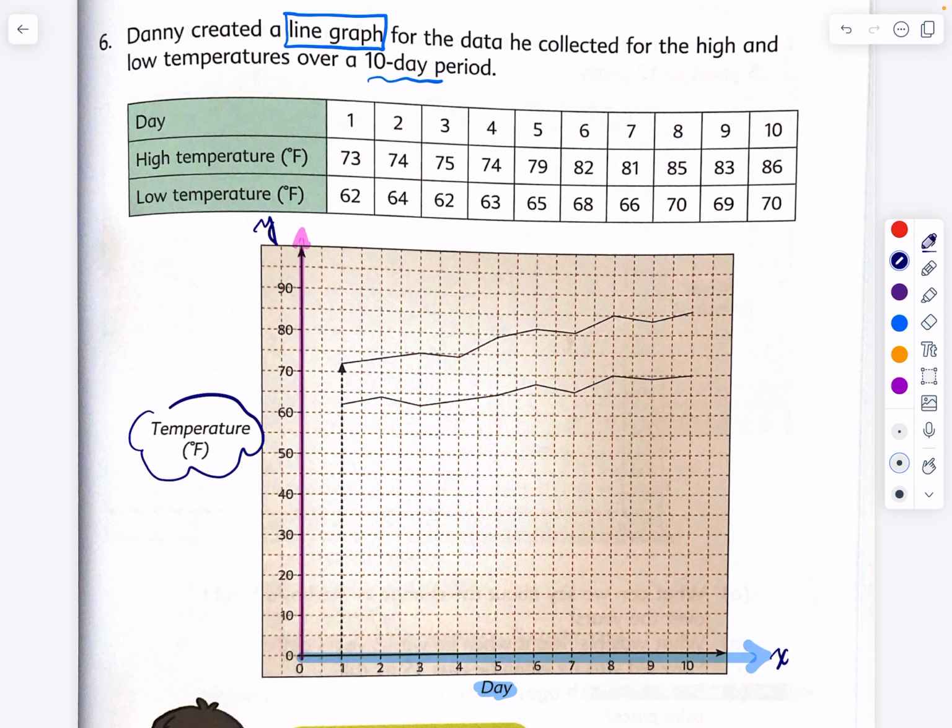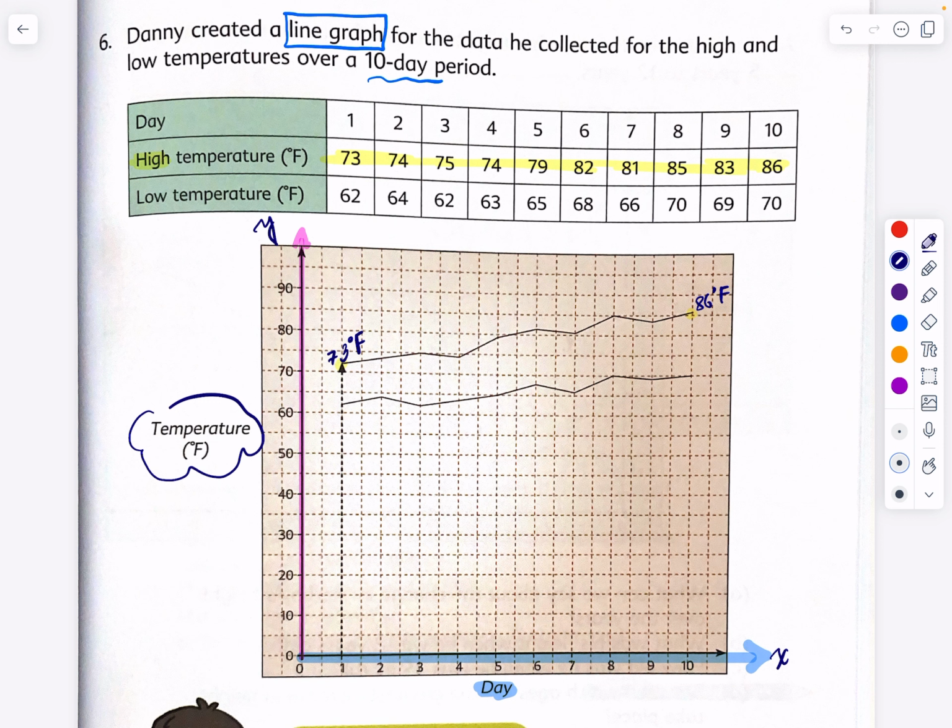So we have a trend line. In yellow, we have the highs, right? The air temperature, the highs go from 73 to 86. So here's your 73, and somewhere here is your 86 degrees Fahrenheit, and this is your 73 degrees Fahrenheit.